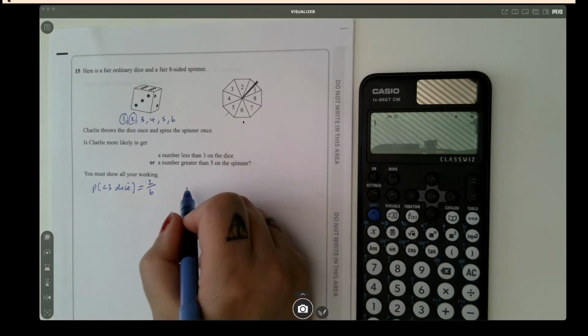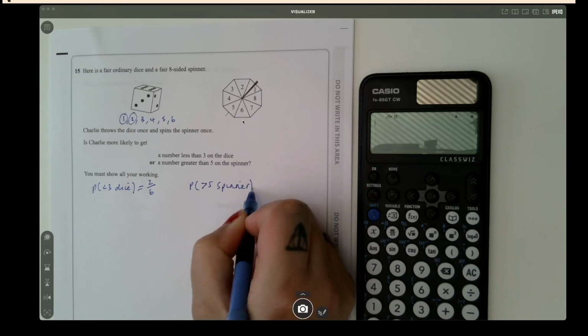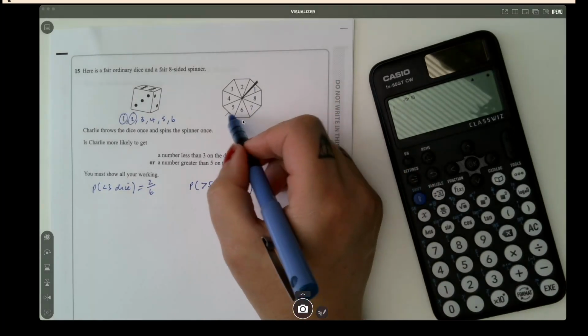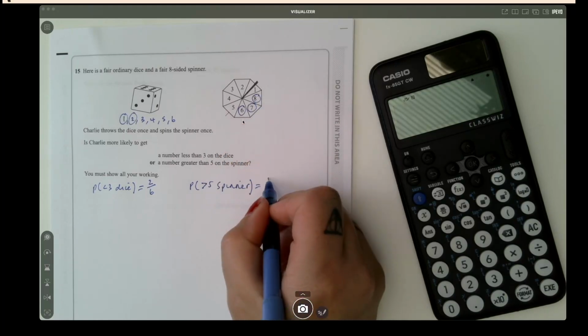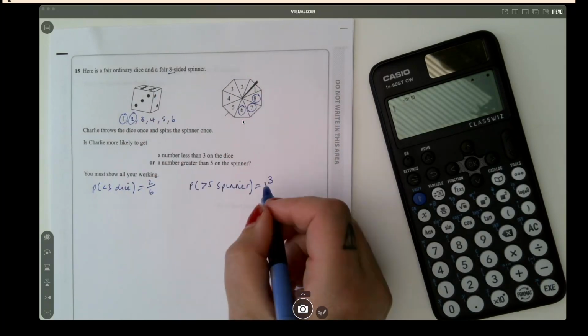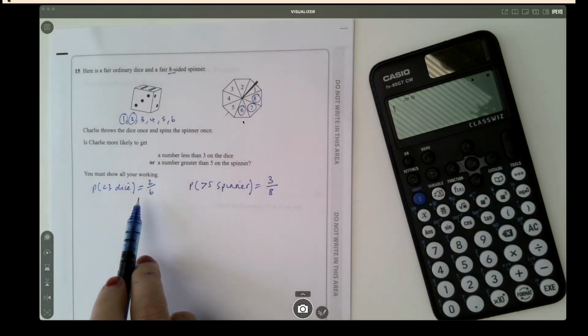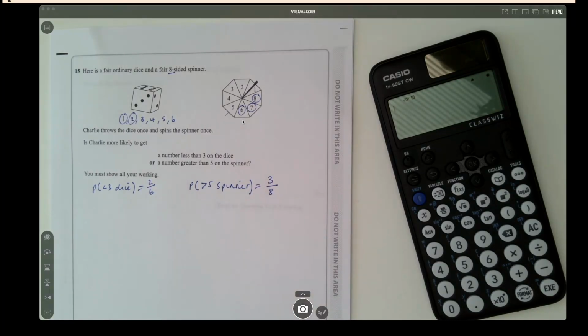Now let's have a look at the probability of a number greater than 5 on that spinner. So we have all of these numbers here. Greater than 5, we have 3 out of 8 because we got told that it was an 8-sided spinner. So now we need to decide which of these is the greater probability. So we need to compare them.